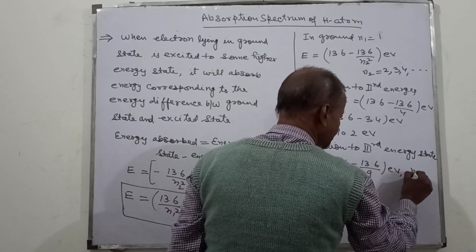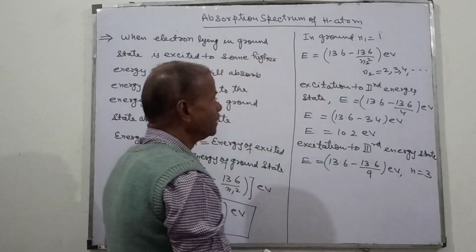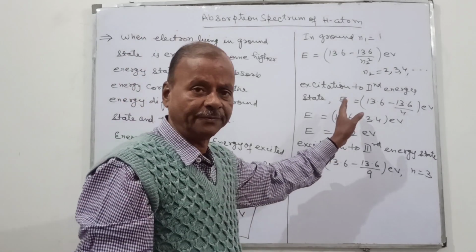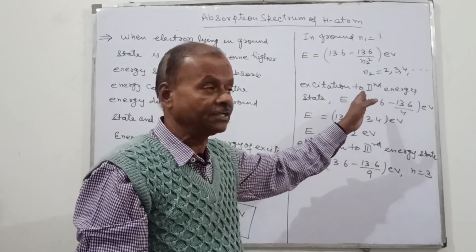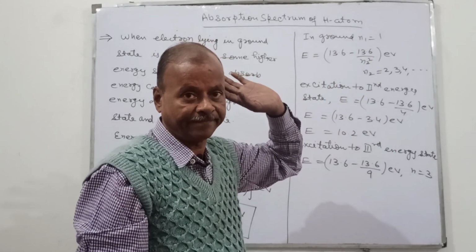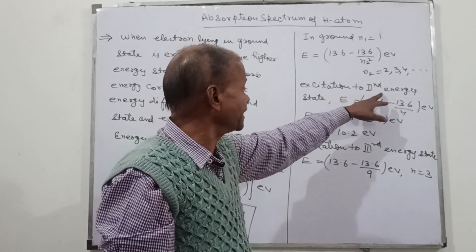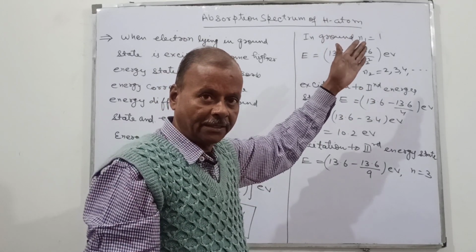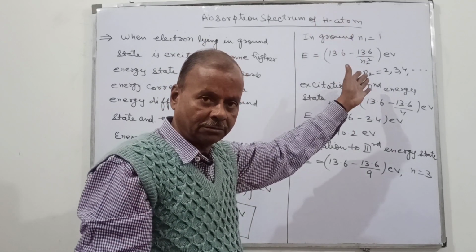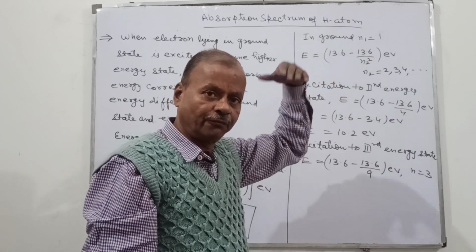So for the third energy state, n equals 3. Now, if somebody asks what the first energy state is, then the first energy state is the ground energy state, and this is the second energy state. First to second, then first to third, then first to fourth.